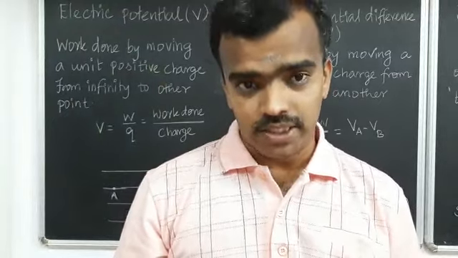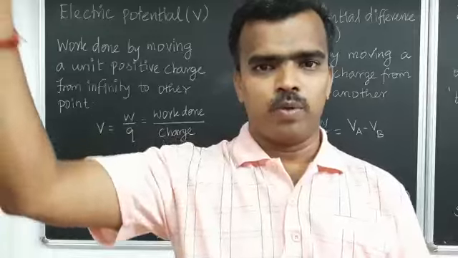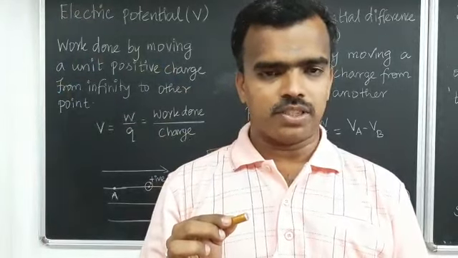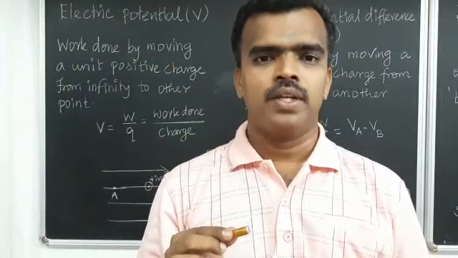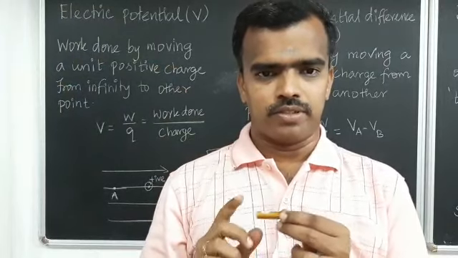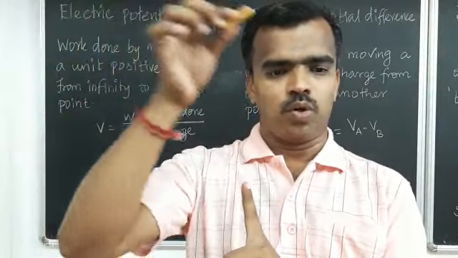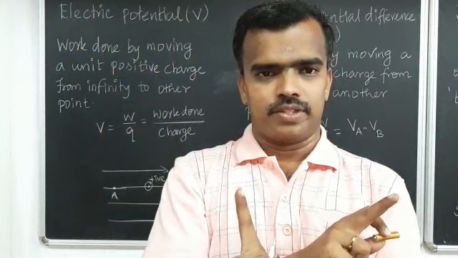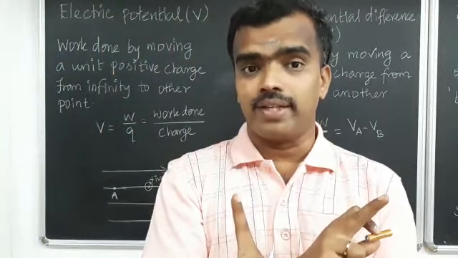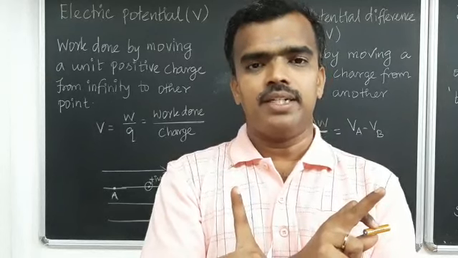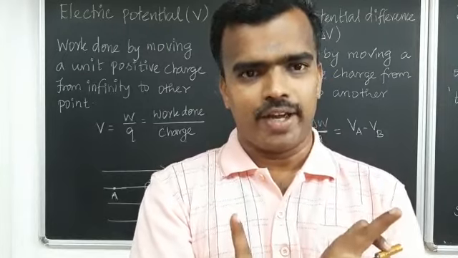If I am bringing this charge from infinity to one point, I must apply some energy or work done. Similarly, this is one position, and I carry that charge to another point here. So for potential difference we must require two points. The difference between these two potentials is called potential difference. I hope you are clear.